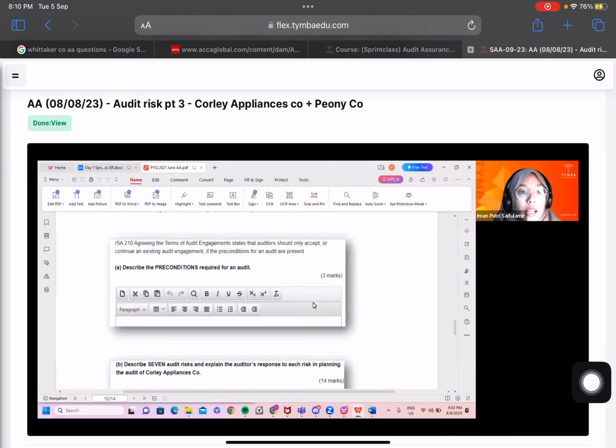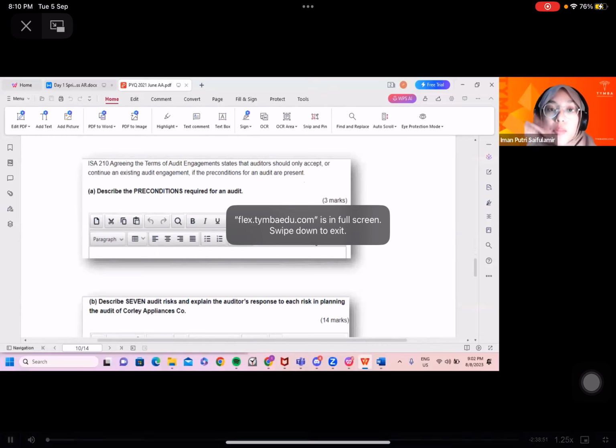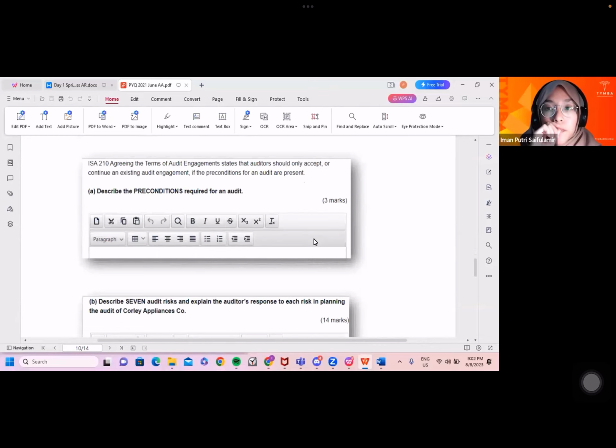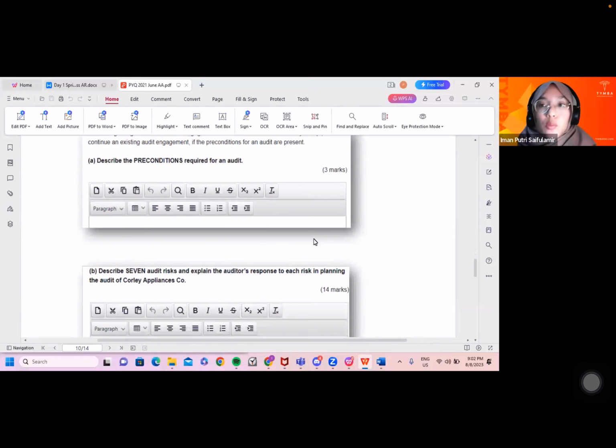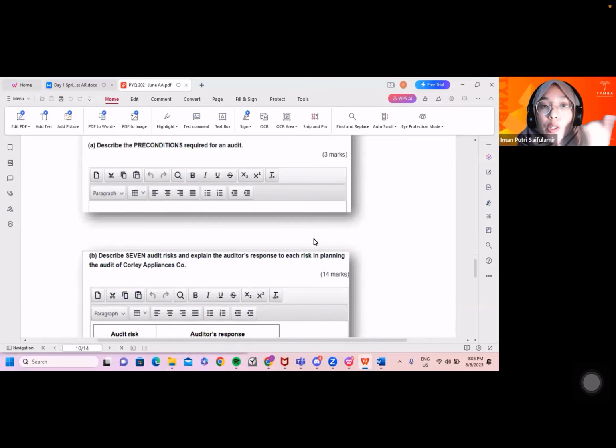Basically, they asked us to firstly describe the preconditions required for an audit. So these preconditions is also a question that they like to ask repeatedly. So maybe let's just do this, these preconditions, since I've been ignoring the other points. Okay, let's try to cover more questions along the way. Okay, let's do the describing the preconditions.